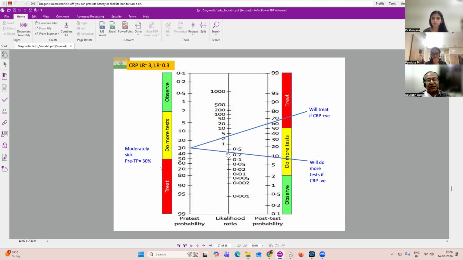And on the other hand, if my CRP is negative and the likelihood ratio of a negative test is, say, 0.3, then I again take a ruler, draw a line, and now I get 10%. So all that business of having to go via odds is taken care of by this nomogram, which really simplifies matters. Most apps these days allow you to do this direct calculation of the post-test probability. So that's something which can easily be done.